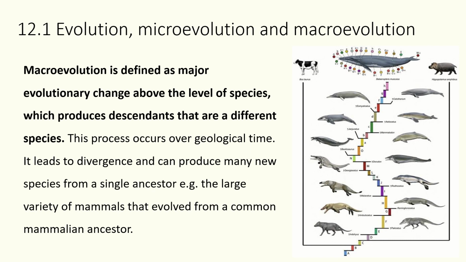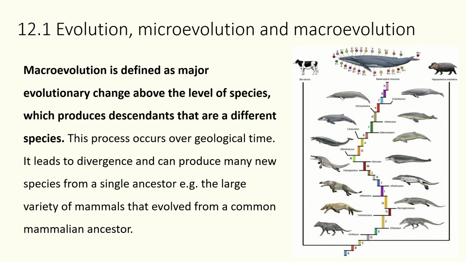Macroevolution is defined as major evolutionary change above the level of species, which produces descendants that are a different species. And macroevolution only occurs through a collection of microevolutionary changes over time. So microevolutionary changes result in variation in a population, but no new species. Macroevolution results in new species forming. So this is species level evolution. This process happens over what we call geological time, which is very large time scales. It results in divergence of a species.